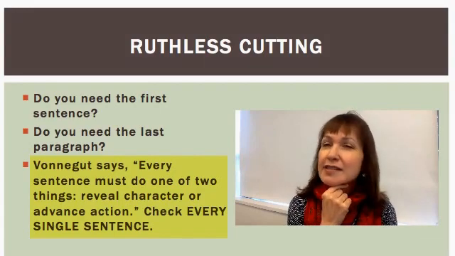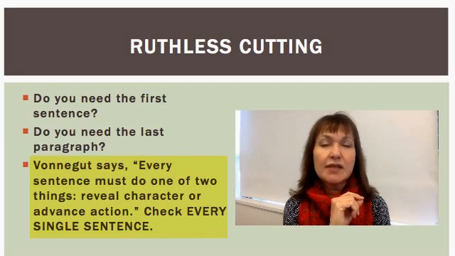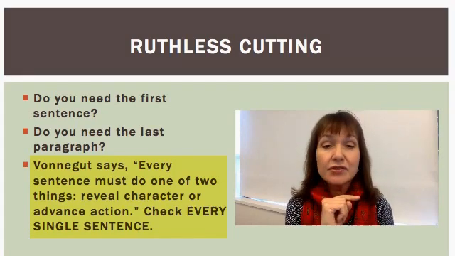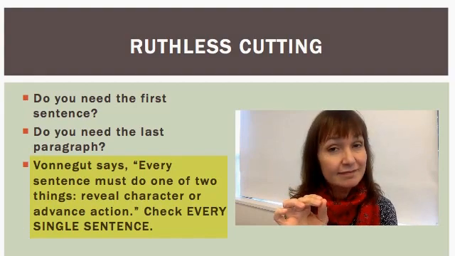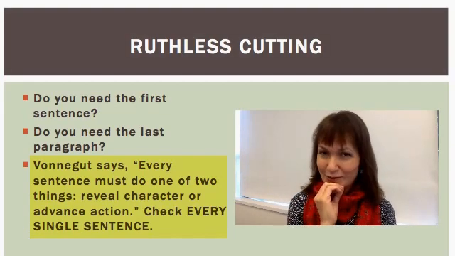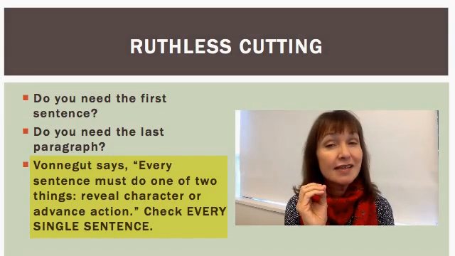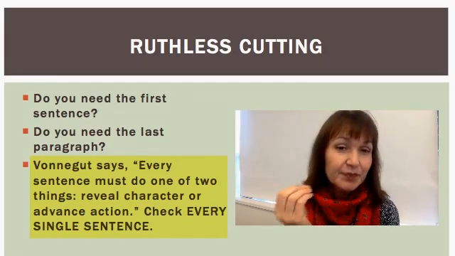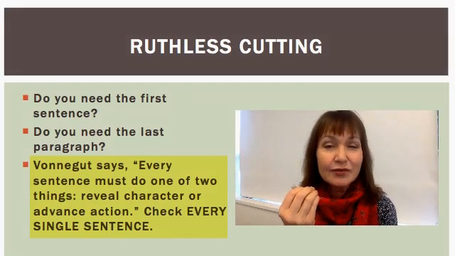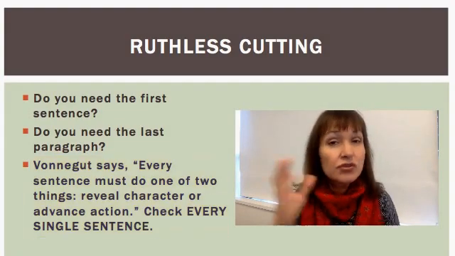Vonnegut says every sentence must do one of two things. It either has to reveal the character or advance the action. This is what you have to do now. You have to go through every sentence and afterward put either a C for advancing character or revealing character, or an A for advancing action. Every single sentence. Hey, it's a short story, right?